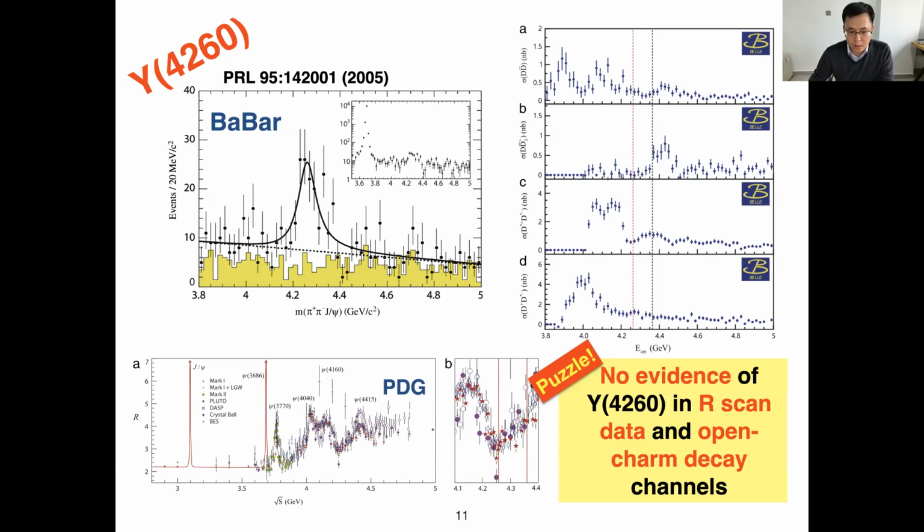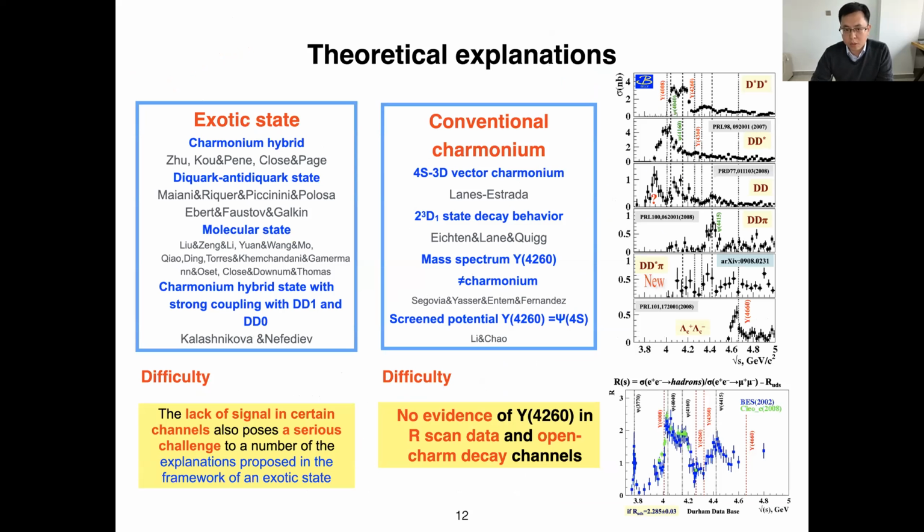BaBar analyzed the J/psi pi+ pi- invariant mass spectrum and found an enhancement peak here. You can notice that there exists a puzzle. The puzzle is that there is no evidence of the Y(4260) in the R-scan value and the open-charm decay channels. We also notice that there exist many theoretical explanations for the Y(4260).